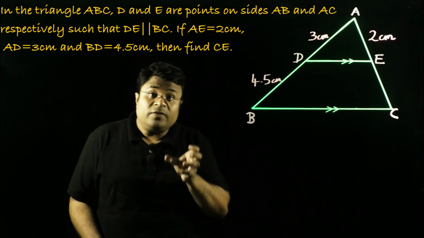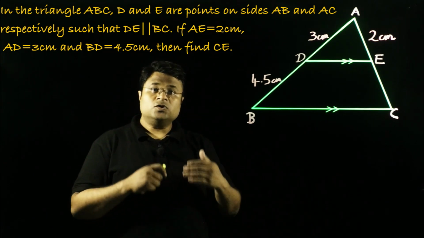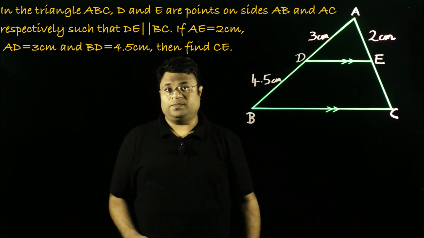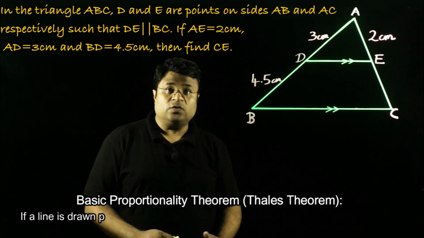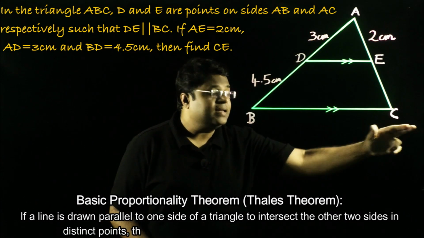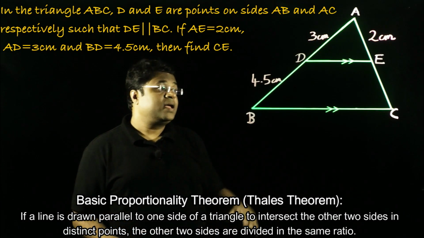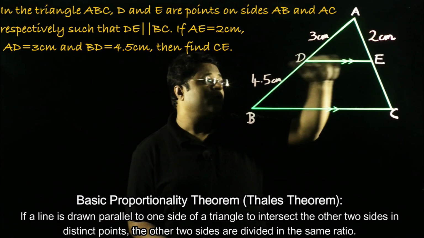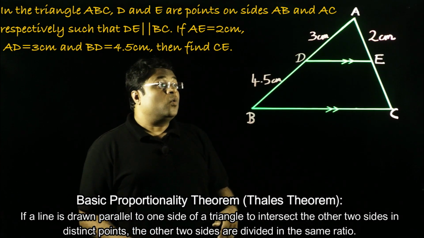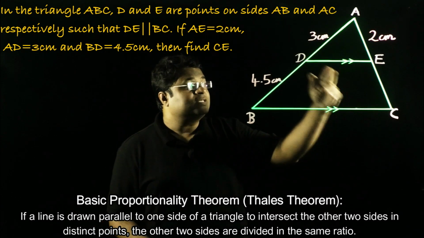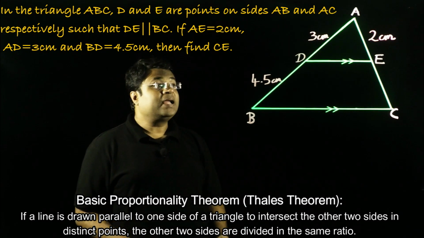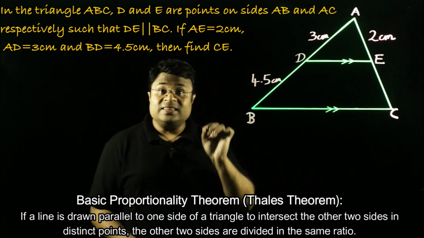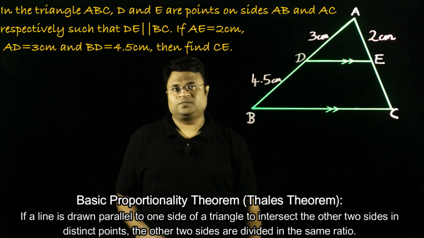So, which theorem are we going to use here? So, we will be using the basic proportionality theorem. According to this theorem, in a triangle, a line drawn parallel to the base, so DE is the line drawn parallel to the base, which intersects the two sides at distinct points, divides the two sides in the same ratio. Okay.